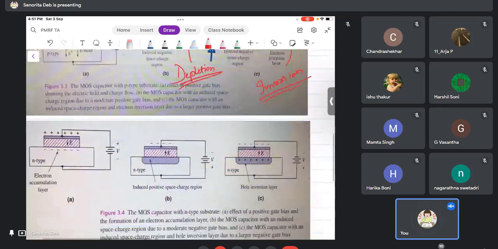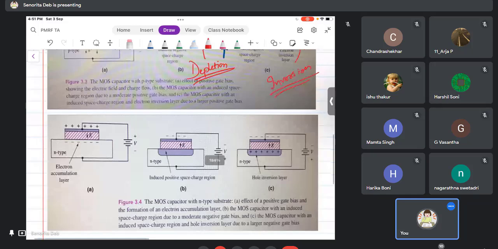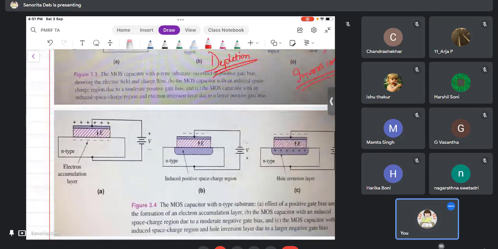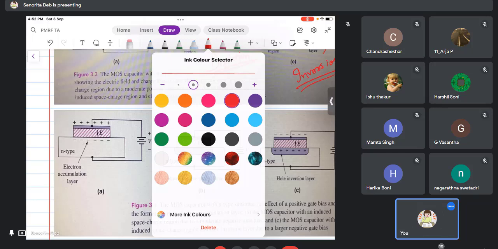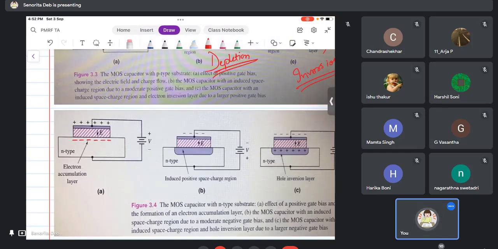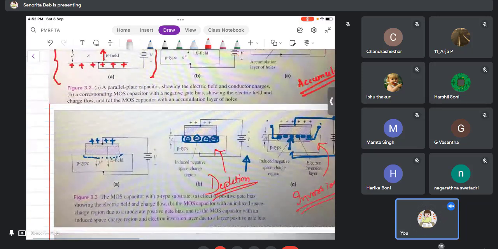Okay, so now this is the N type substrate. Just the opposite is going to happen. When we put a positive gate to substrate voltage, the electrons which are there in the N type are going to come because of the electric field. This is for the N type substrate. The earlier one was for the P type substrate, right?